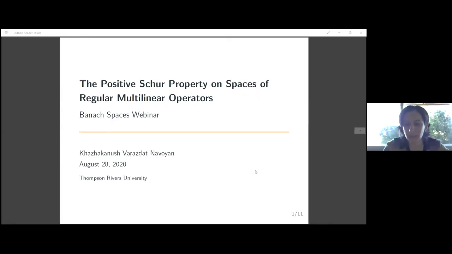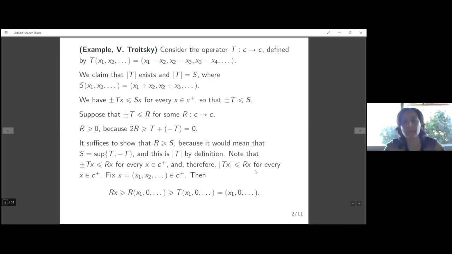So last time that portion was substituted, I am introducing the example by Vladimir Troitsky. The operator T here is from C to C, and it's defined by the following equation. We claim that the modulus of T exists and is equal to S, the operator S, which is defined by the following equation. It's immediately obvious that plus minus Tx is less than or equal to Sx for every positive vector in C, the Banach lattice of convergent sequences. And this implies that plus minus T is less than or equal to S.